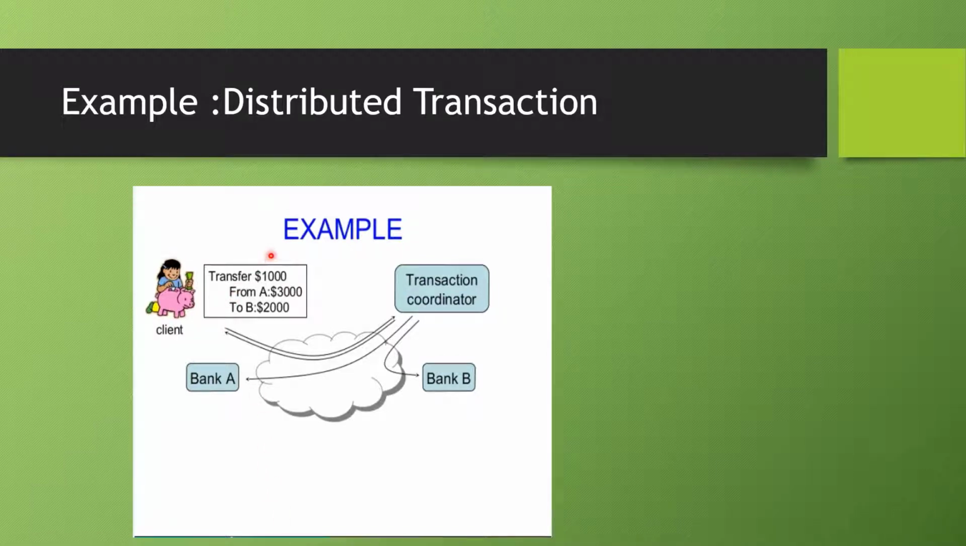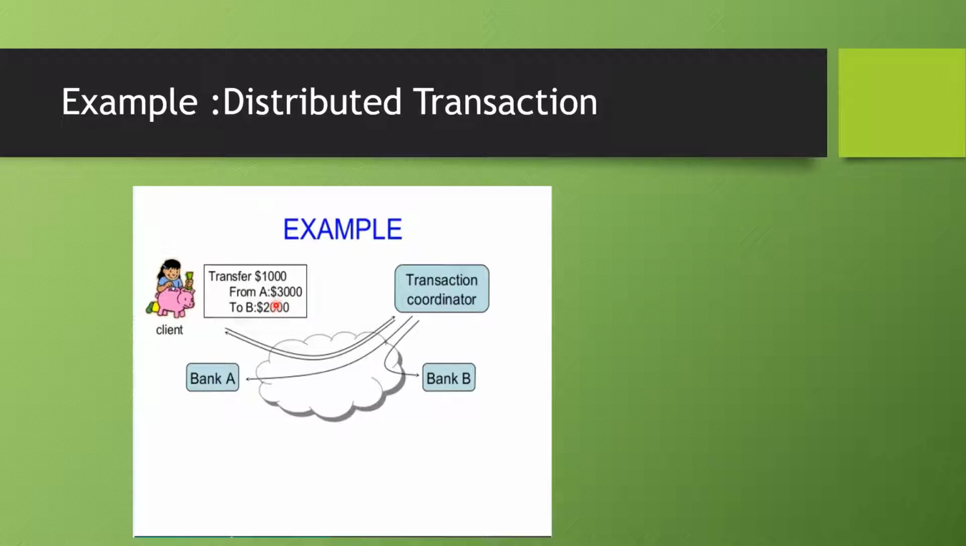Let us see an example of a distributed transaction. The distributed transaction is also called a global transaction, in which here is a client who wants to transfer an amount 1000 from account A to account B. Both A and B are present in different servers, or it could be in different locations. This 3000 denotes the balance of account A and 2000 denotes the balance of account B.